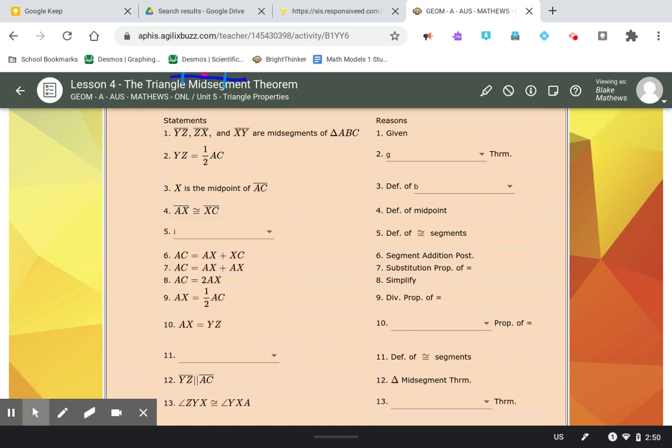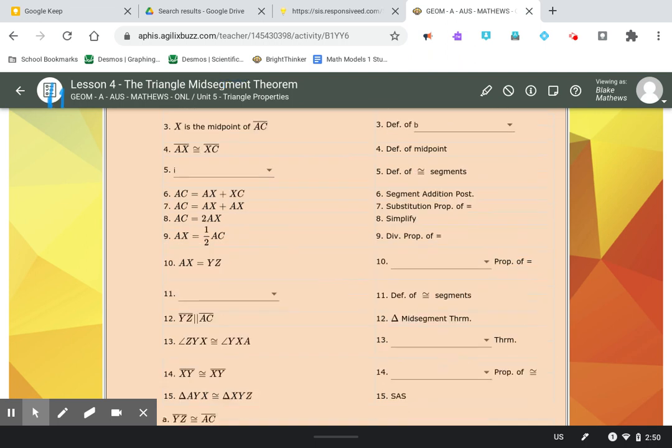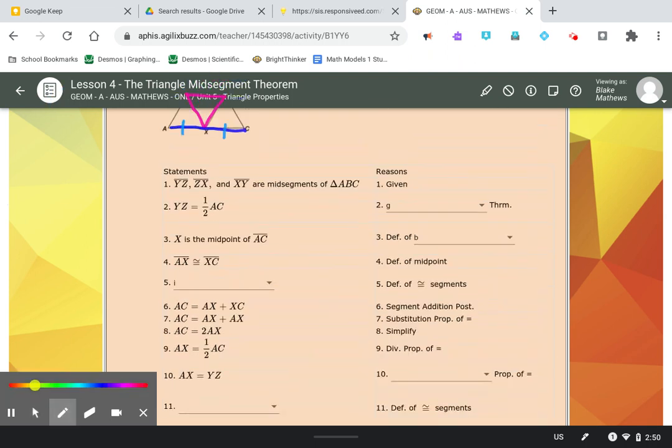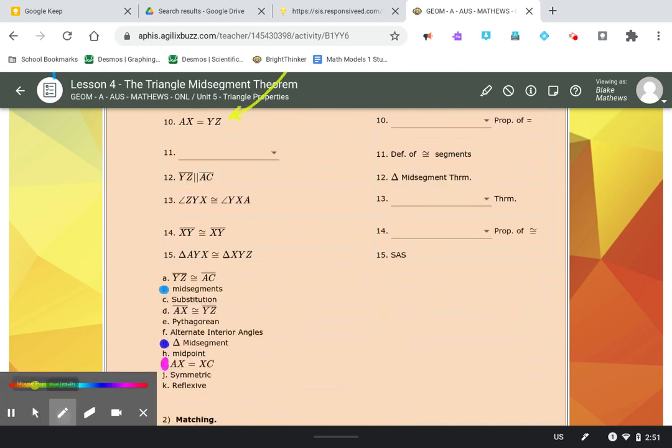Then there's some working things out here. AC equals AX plus XC. AC equals, we replaced XC with AX. AC became 2AX. And then we did divide by 2 on both sides to get AX equals 1/2 of AC. That is going to make us substitute from this statement right here. We're taking this statement and we're substituting right here.